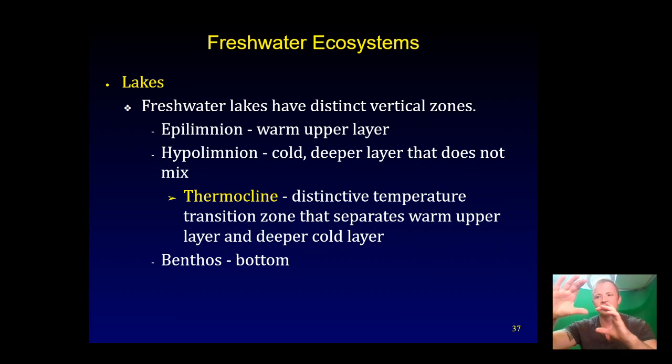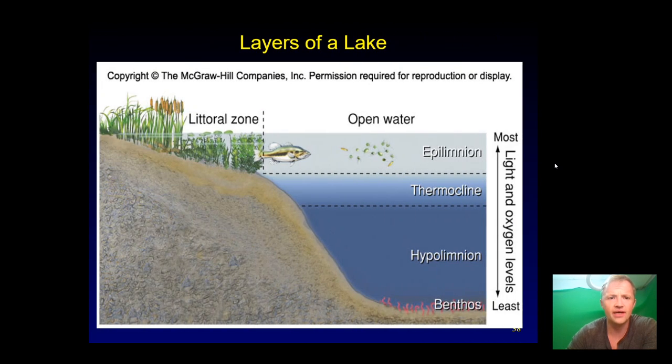There's a system that's warmer near the top of the lake, and then we have the deeper parts, which get colder because you just have less sunlight. And then we have the thermocline, a distinct temperature transition zone that separates the warm upper layer and the deeper cold layer. For the bottom of the lake system, we call it the benthos. Okay, and here it is just showing you these zones in lakes.